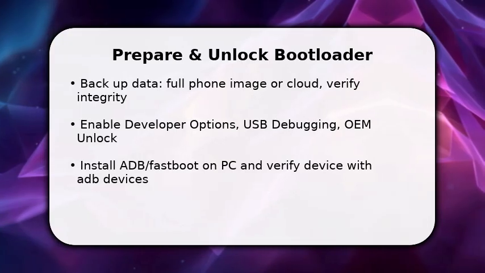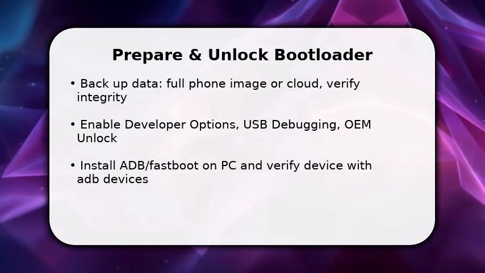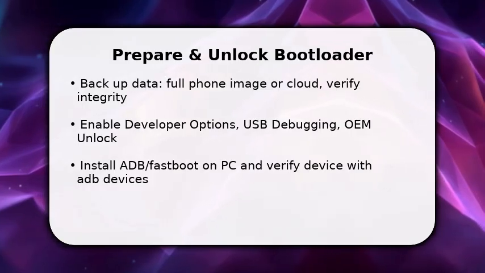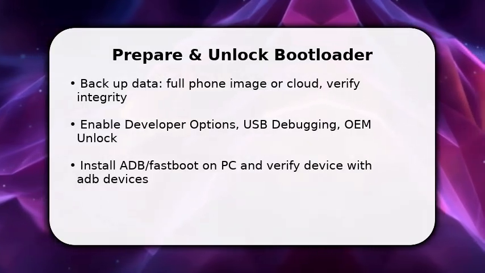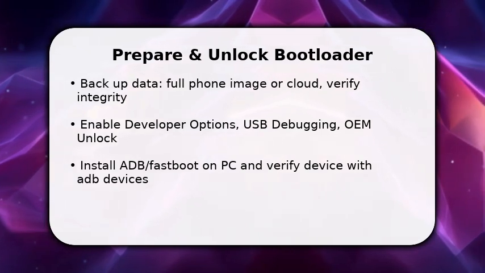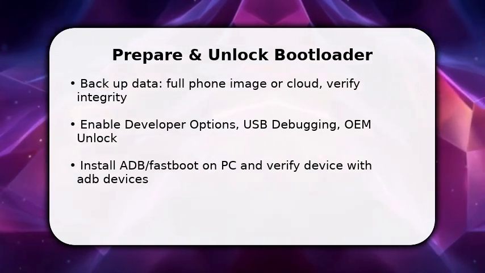Install ADB and Fastboot on your computer, then connect the phone and run adb devices to confirm. Once done, reboot to bootloader and verify the unlock command is available before proceeding. You now replace the recovery and load the new system.